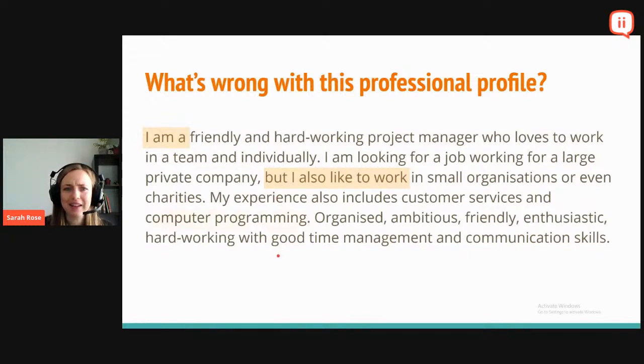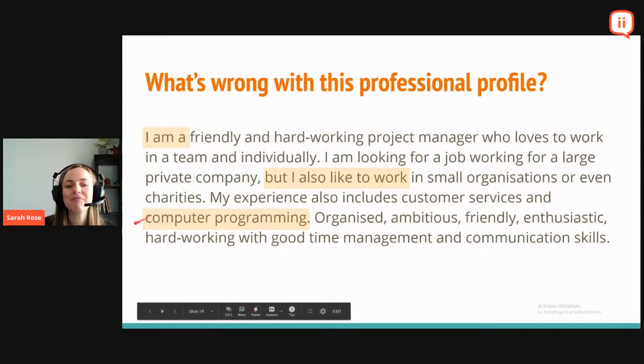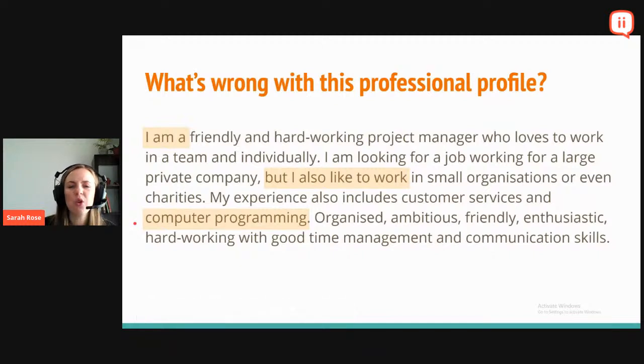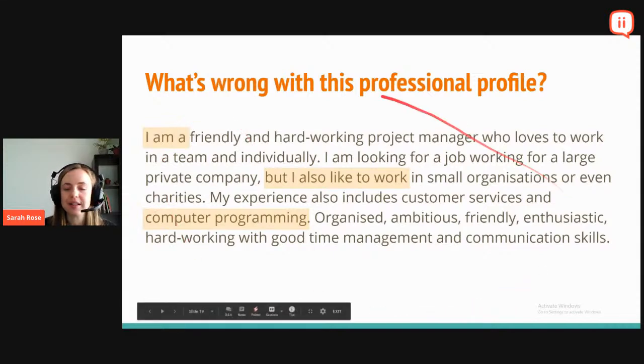Virginia said it's not clear. No, it's not clear. Are they a computer programmer or a project manager? I don't know. It isn't clear and it doesn't help explain the CV. It's more confusing, actually. So excellent, Virginia. Thank you. Elisa says it's too long and recruiter will not read it all. Exactly. It is too long. A recruiter won't read all this information.